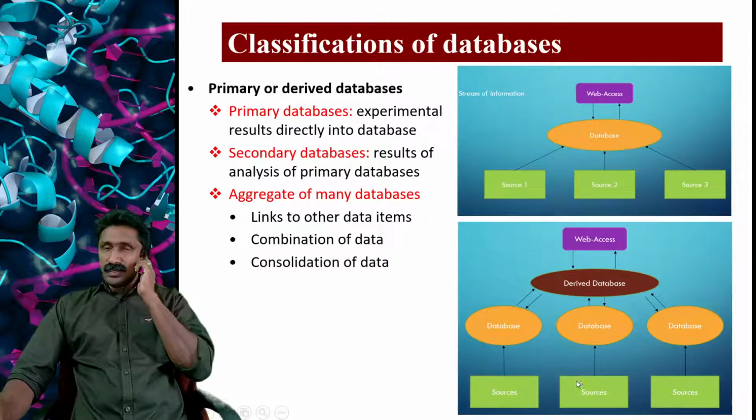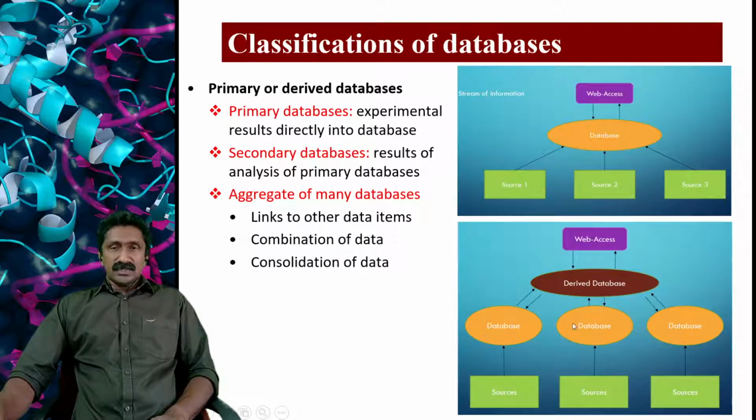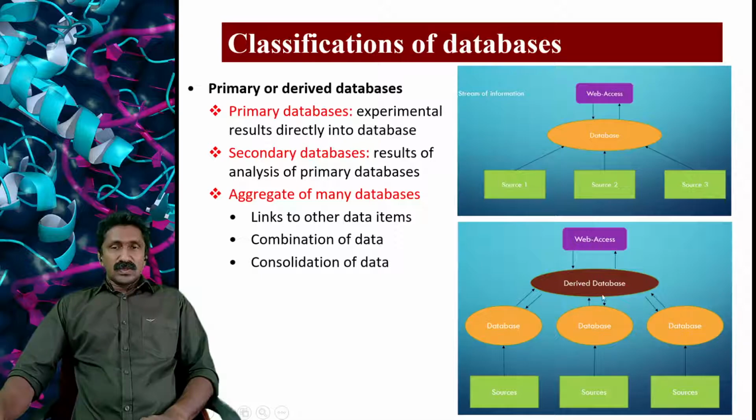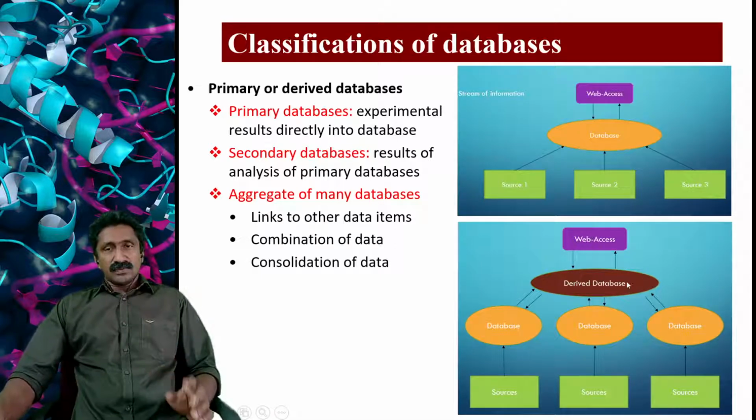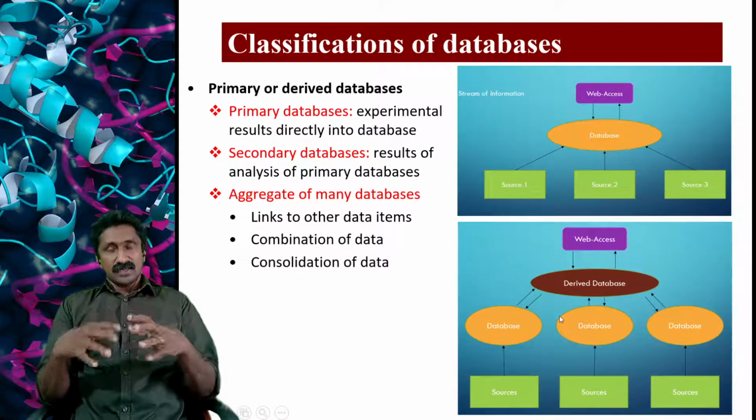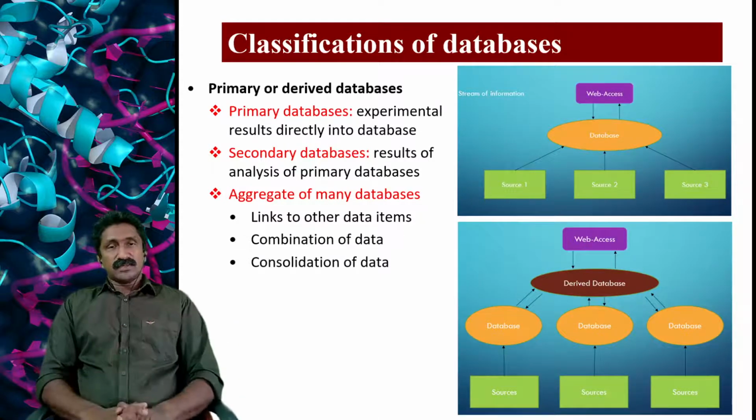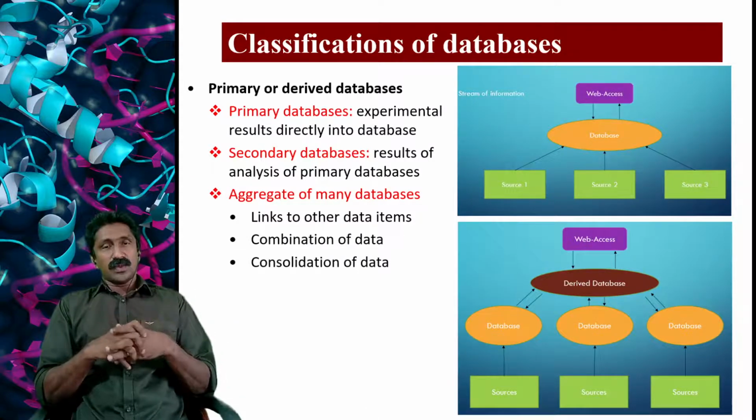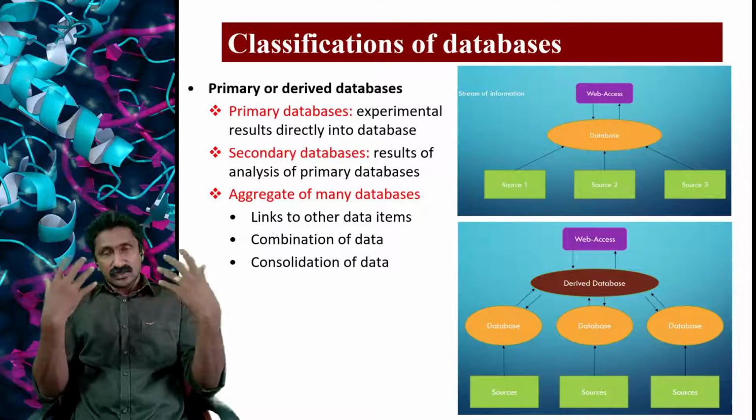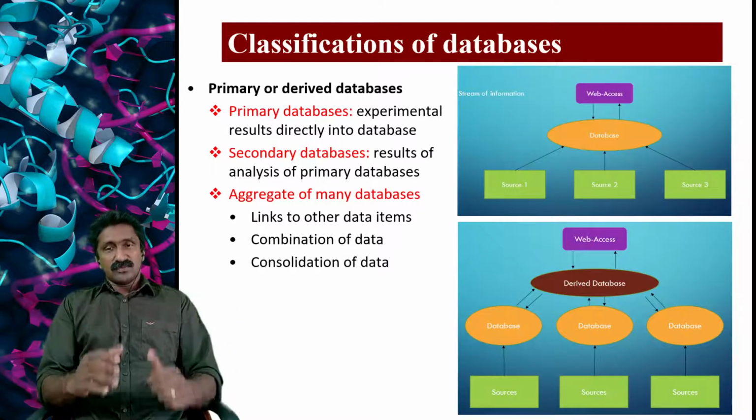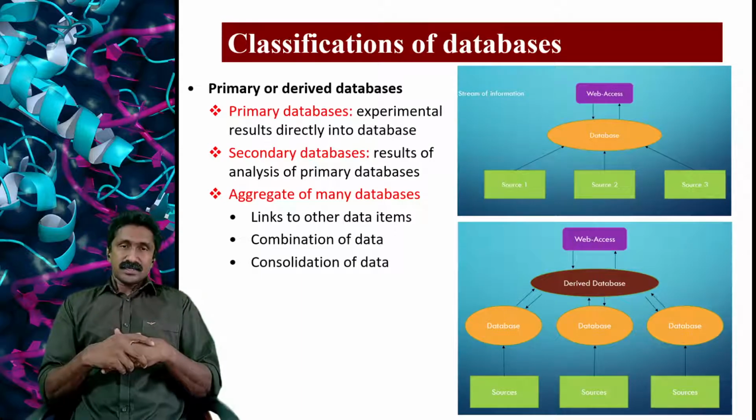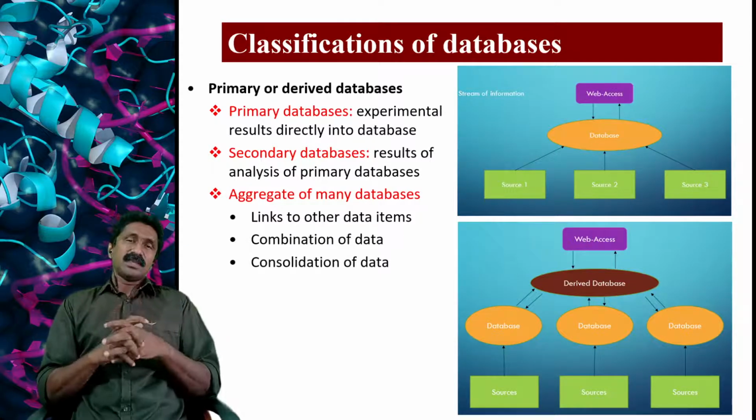So in the next picture, you can see that these are the primary databases where direct input from the source is received. A derived database or a secondary database receives the input from multiple databases, and they process the data and consolidate them into another value-added or more efficiently annotated database. This type of database, which depends on another database or different other databases to extract information and generate their own information, is known as a secondary database. They are the result of analysis of the primary databases.